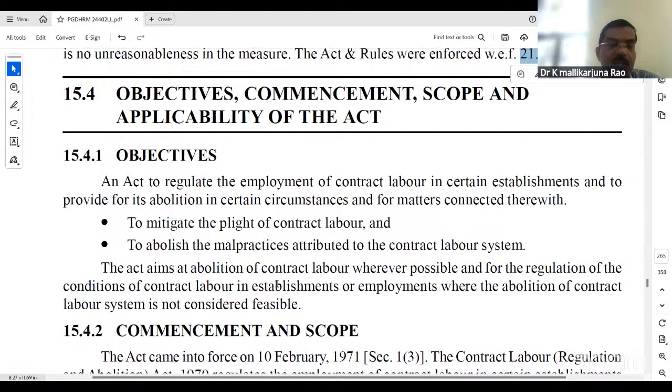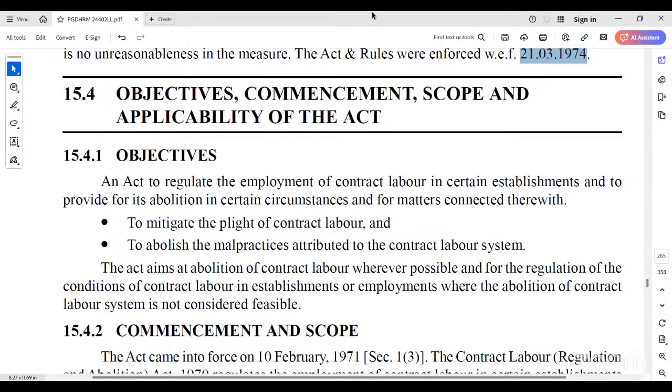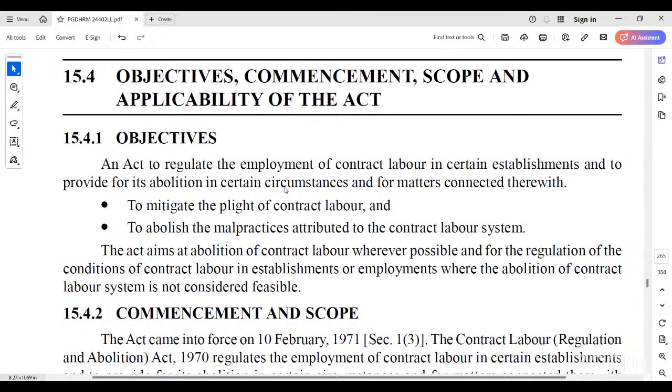So the objectives are very clear. The objectives of this Contract Labor Regulation and Abolition Act: this act regulates the contract labor in certain establishments to mitigate the plight of contract labor, to abolish malpractices attributed to the contract labor system. So this act aims to abolish contract labor wherever this is possible.